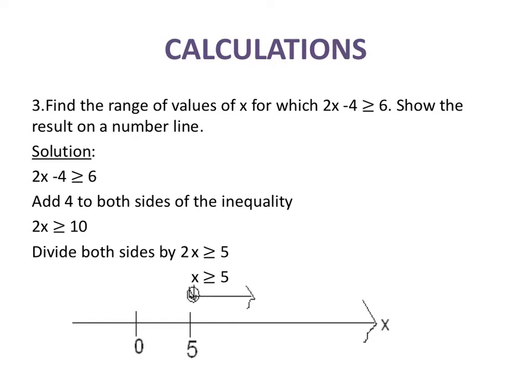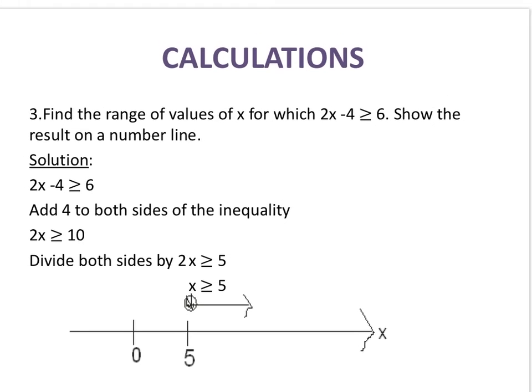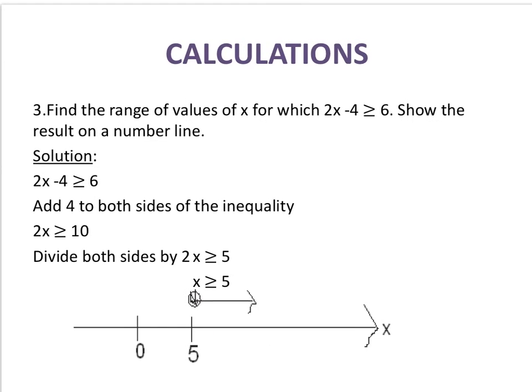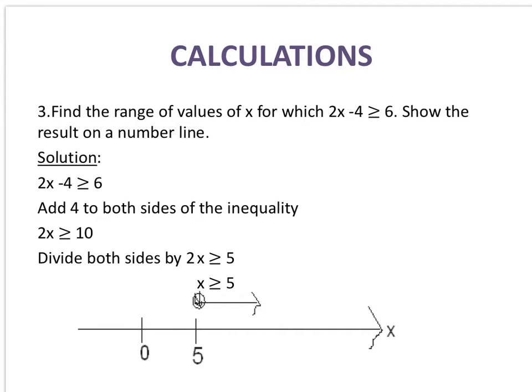Then on the number line, because x is greater or equal to 5, from 5 the gap will be closed. You close the gap there. And it's shown on the number line as from 5 is inclusive. That's what it shows.